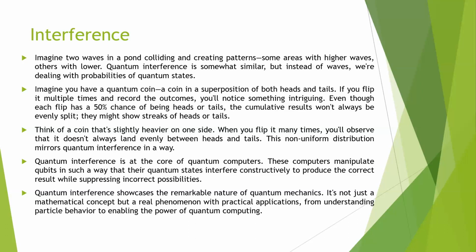Think of a coin that's slightly heavier on one side. When you flip it many times, you will observe that it doesn't always land evenly between heads and tails. This non-uniform distribution mirrors quantum interference in a way. Quantum interference is at the core of quantum computers. These computers manipulate qubits in such a way that their quantum states interfere constructively to produce the correct result while suppressing the incorrect possibilities. Quantum interference showcases the remarkable nature of quantum mechanics. It's not just a mathematical concept, but a real phenomenon with practical applications, from understanding particle behavior to enabling the power of quantum computing.